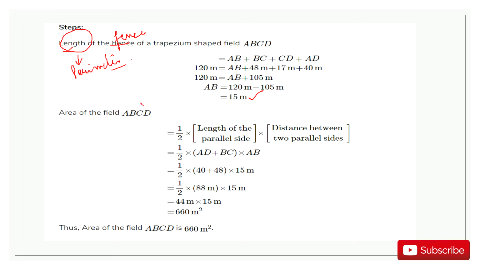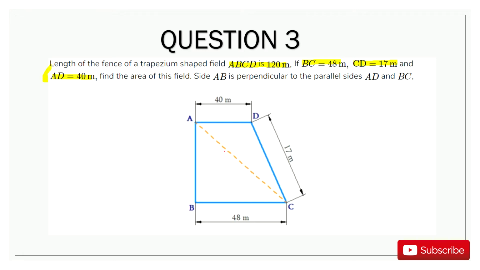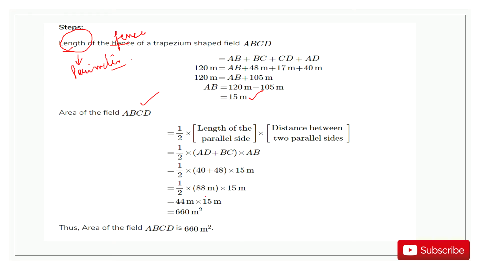Now, in order to find the area of the field, the formula is half into the sum of the parallel sides into the height. We knew this side, this side, and this side, but we did not know this side. So we found this side using the perimeter, and now we find the area by simply inserting the values into the formula, half into AD plus BC into AB, and we get the answer as 660 meter square.